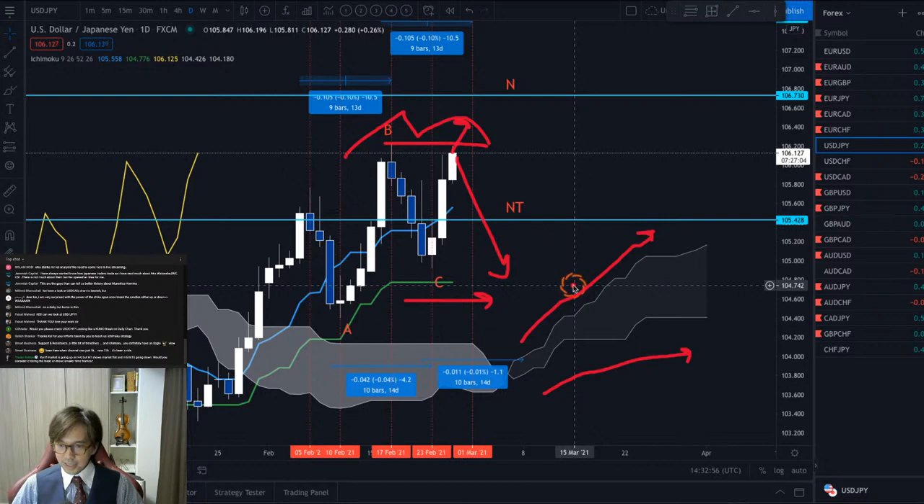Okay, let's see. T20 says, would you please check USDCHF? Looks like the Kumo break on the daily chart. All right, let's check that one later.